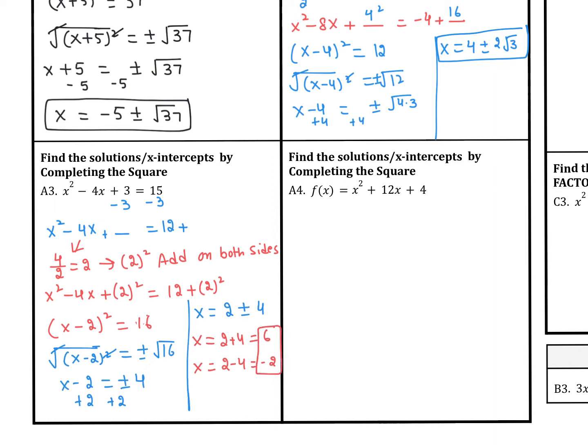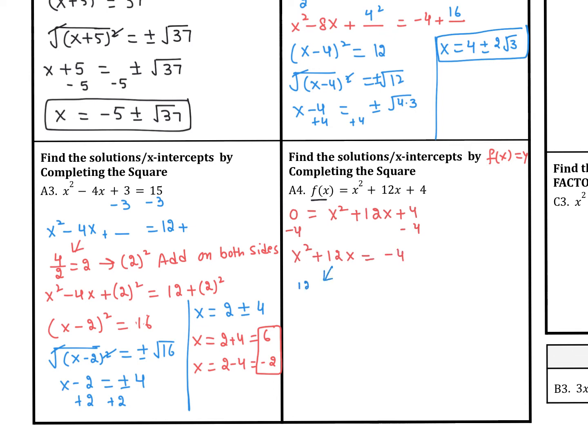Next, find the solution or x-intercept when f(x) is given. f(x) is nothing but y. To find the x-intercept, you always put y equals 0. In this case, since f(x) is y, you put f(x) equals 0. And then you're going to subtract 4 on both sides. And you got x squared plus 12x equals negative 4.